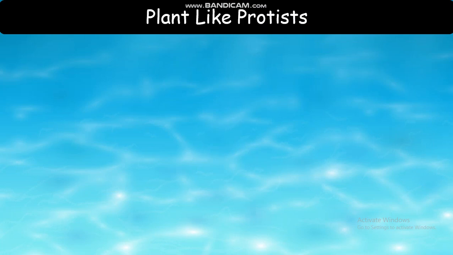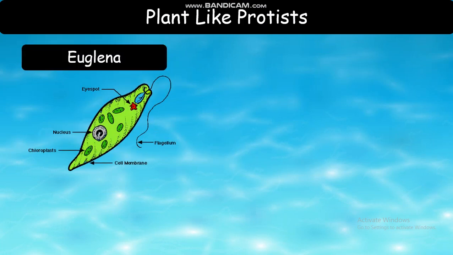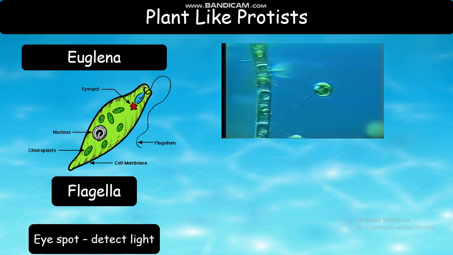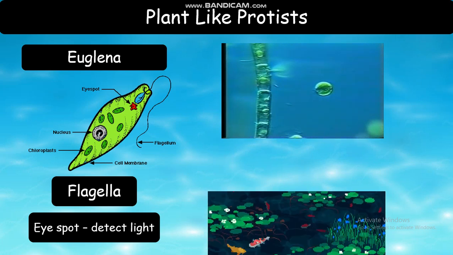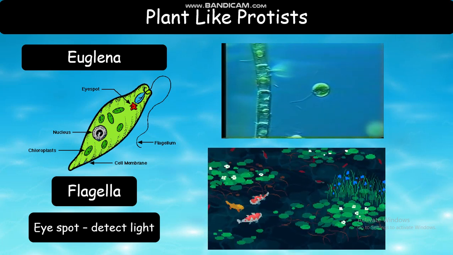So protists that are plant-like single-celled organisms, for example, Euglena, propel themselves with a tail called flagella. And these organisms also have an eye spot which helps them detect light. Do you remember how a flagella works? A flagella is a whip-like structure that swirls like a propeller and moves the organism forward.